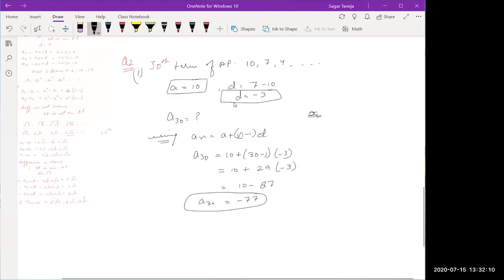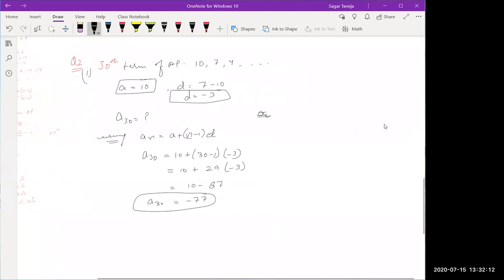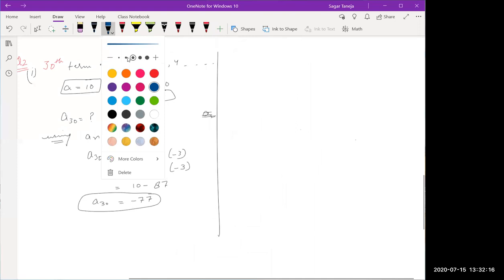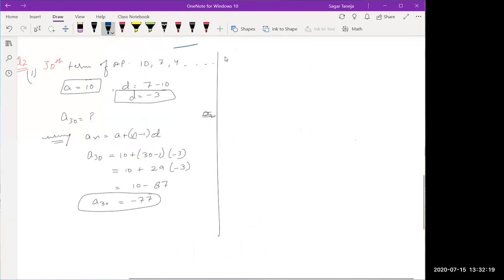In this way we can go for the second part of the same. In the second part, it is written, find the 11th term of the AP, and the AP is minus 3, minus 1 by 2, 2, and so on.